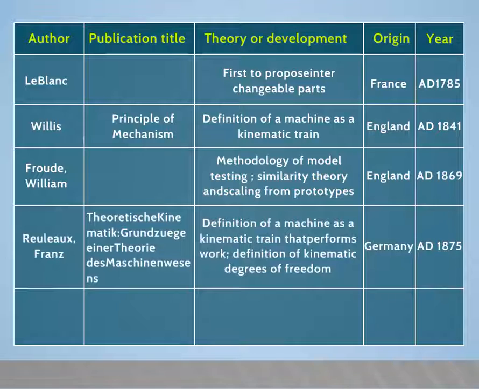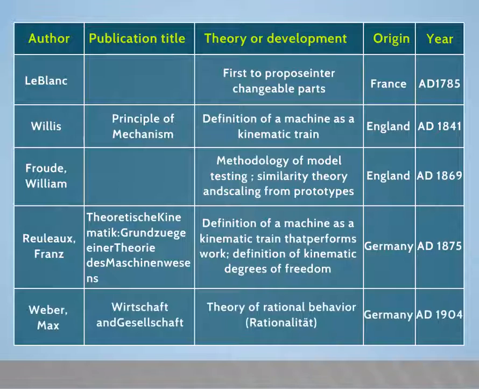Reuleaux, Theoretische Kinematik, and Grübler, Theorie des Maschinenwesens: definition of a machine as a kinematic train that performs work, and definition of kinematic degrees of freedom, Germany, AD 1875. Weber, Max, Wirtschaft und Gesellschaft, theory of rational behavior, that is Rationalität, Germany, AD 1904.